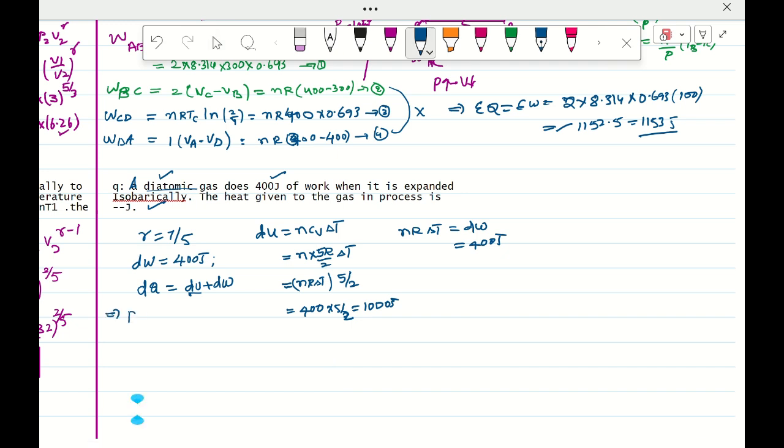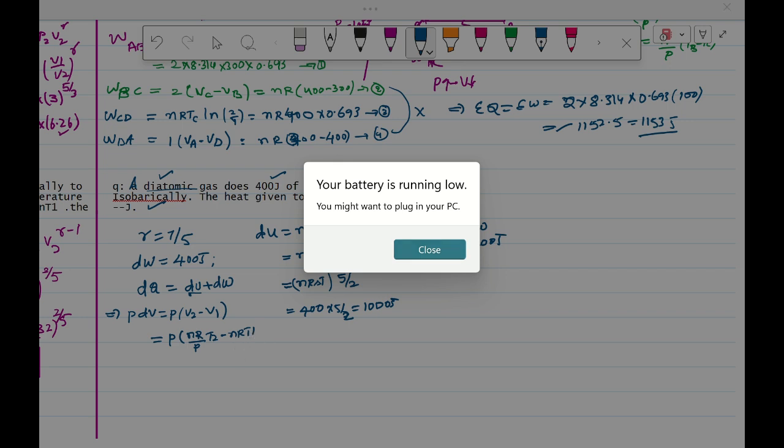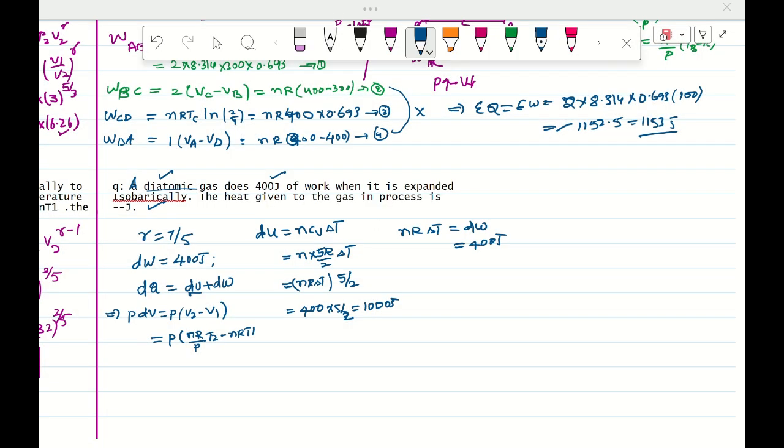See, dW is equal to PdV. Isobaric means pressure is constant, so P times (V2 minus V1), that is nRT2 by P minus nRT1 by P, and the P gets cancelled. So it is nRΔT, which is the work done in an isobaric process. Now the total dQ is asked. Heat energy is equal to dW plus dU, 400 plus 1000, that equals 1400 joules. This is the correct answer.